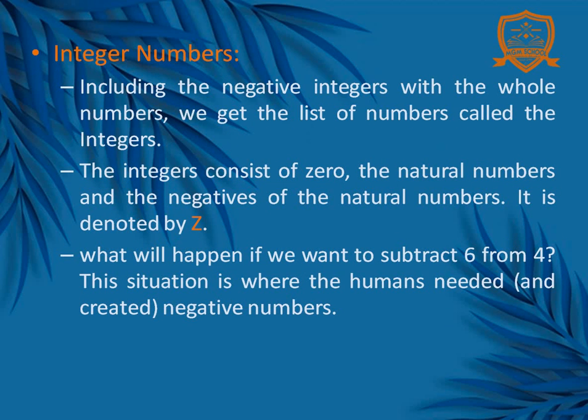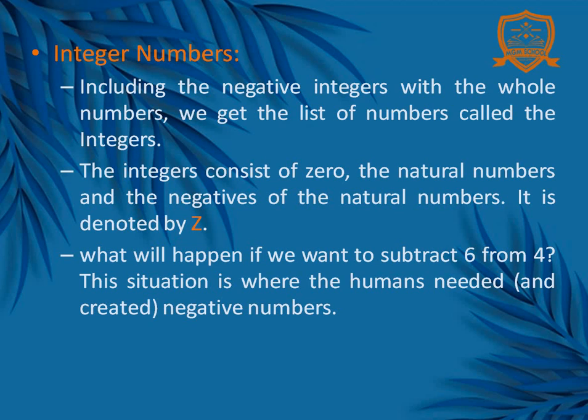Next, we are going to discuss integers. Even 0 was not sufficient to solve all the problems, so we need still more. Let me give you an example. If I say take 4 apples from 6 apples, you will easily say that the remaining will be 2 apples. Suppose I say take 6 apples from 4 apples, then how will you say it? You have to say it in negative terms, right? So there you need the negative terms.